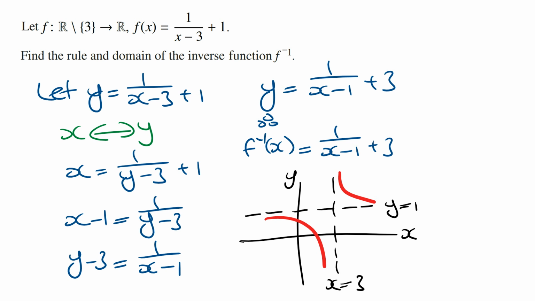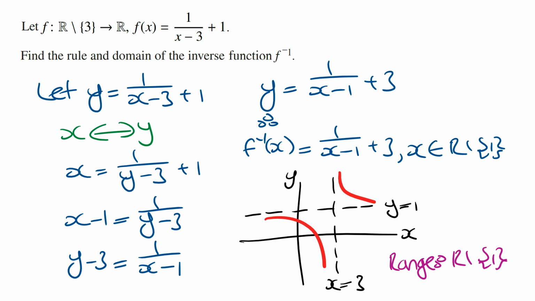Again, if you want to learn how to sketch hyperbolas, check out my video on how to sketch hyperbolas by hand. Looking at this graph, the range is going to be all real numbers except for 1. And so this means that the domain of f inverse is going to be x values where x is all real numbers except for 1. And that's it for this question.